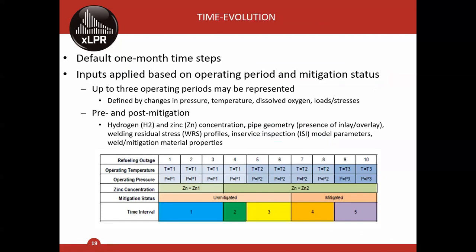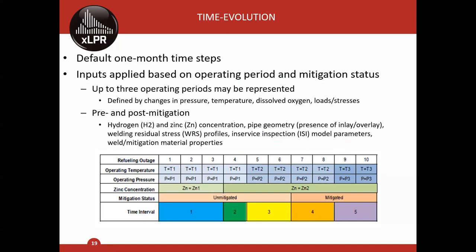For time evolution in xLPR, the user inputs a simulation duration. The time step is set to a default of 1 month, but that is a setting that can be changed by the user within the framework. There are certain inputs that are applied based on the operating periods and the mitigation status, which are all additional user inputs to xLPR. Up to 3 time-based operating periods can be modeled. For each operating period, the user can define separate inputs as either constant or distributed values: pressure, temperature, dissolved oxygen, loads, and stresses.